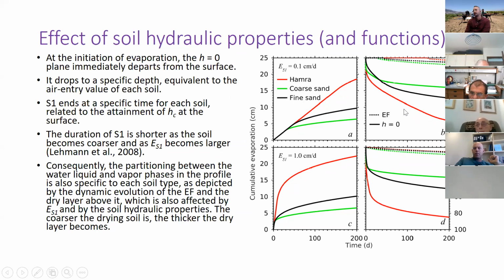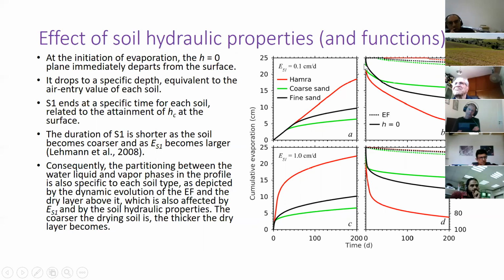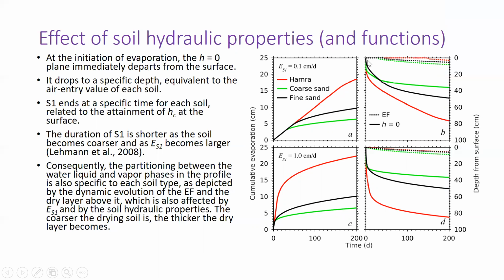The plots on the left show the cumulative evaporation, and the plots on the right show the depth from the surface. The dashed lines are the evaporation front, and the continuous lines represent where the matric potential is equal to 0. We have 3 soils here: Hamra in red, fine sand in black, and coarse sand in green. Even under the same demand for stage 1, each one of these disconnects at a different point.